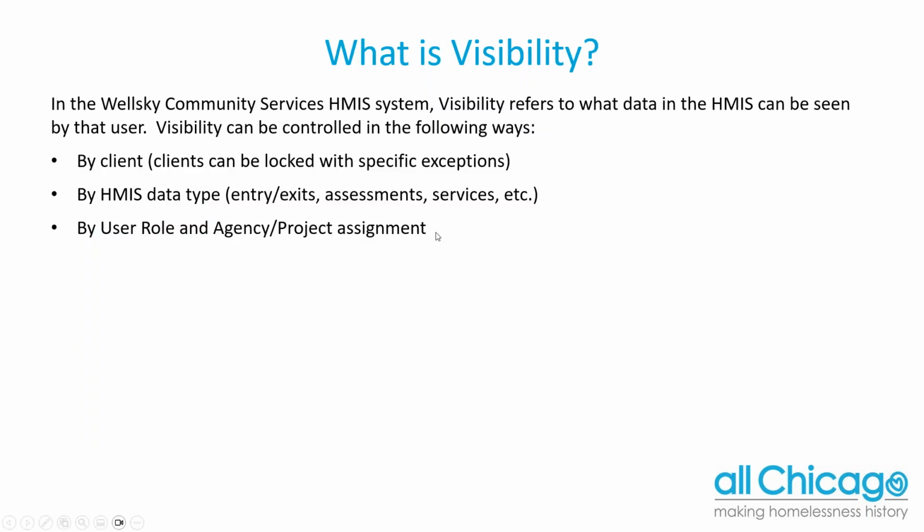And as I said, this is from our meeting in August. What is visibility? It refers to what data in the HMIS can be seen by that user. It can be controlled in the following way. Clients can be locked, so it's by client, by the HMIS data type, entry, exits, assessment, services, things that we just went through, and then by the user role and the agency project assignment.